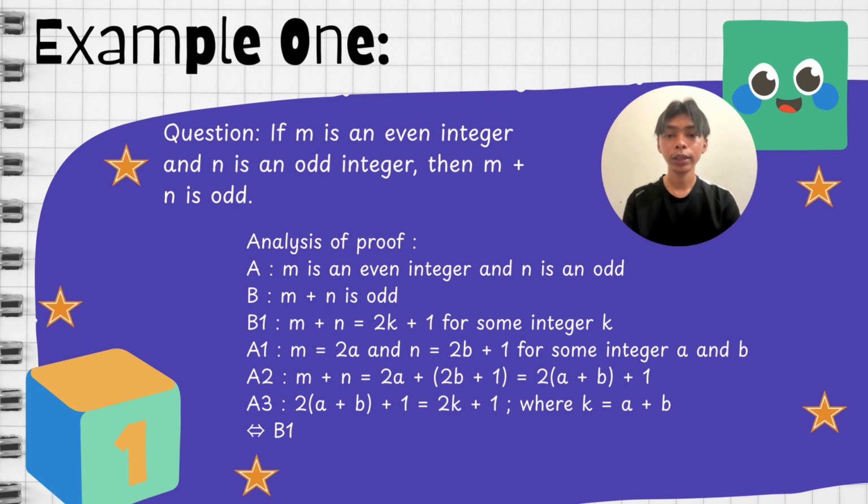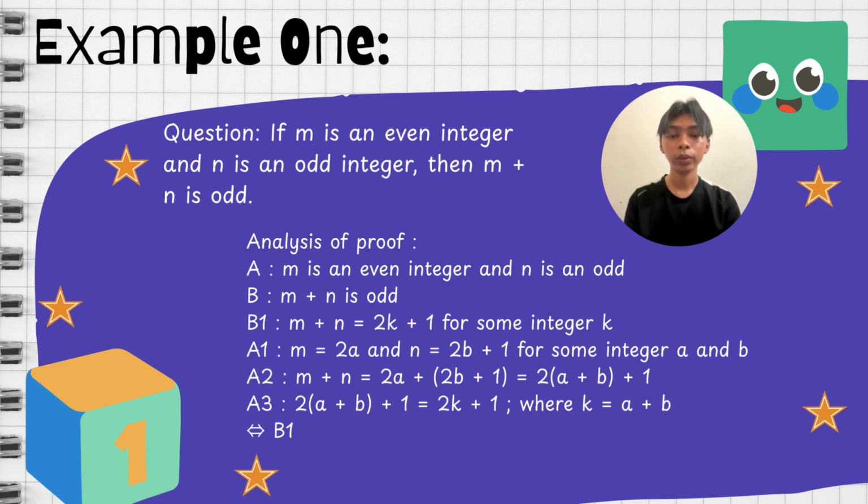For example 1, the question is: if m is an even integer and n is an odd integer, then m plus n is odd. We are going to do the analysis of proof. A: m is an even integer and n is an odd integer. This is the hypothesis. B: m plus n is odd. This is the conclusion. B1: m plus n equals 2k plus 1 for some integer k. This is the definition of odd.